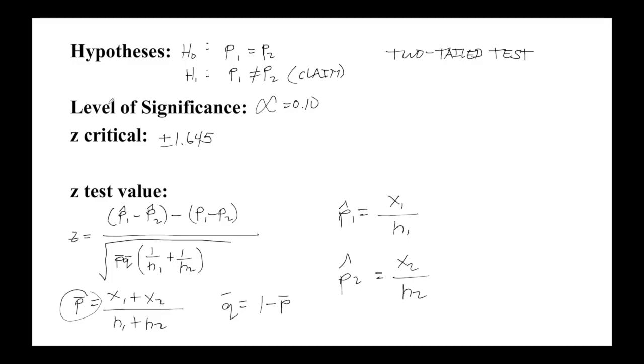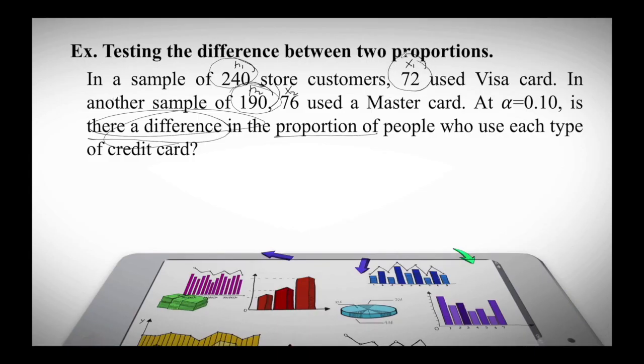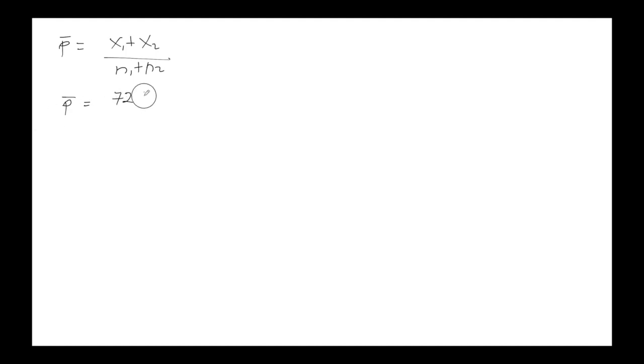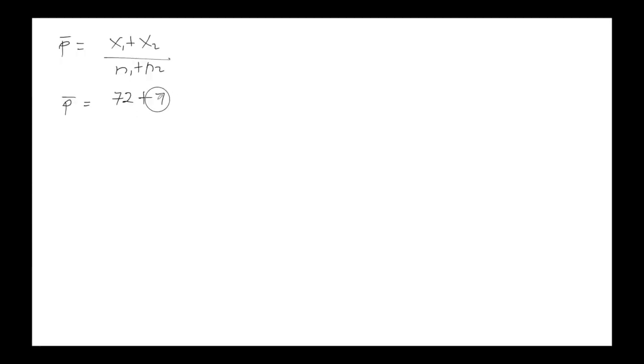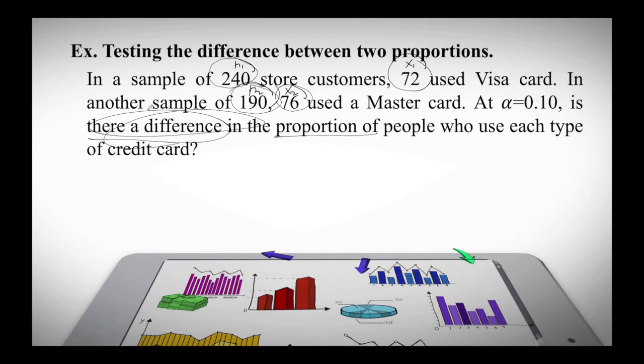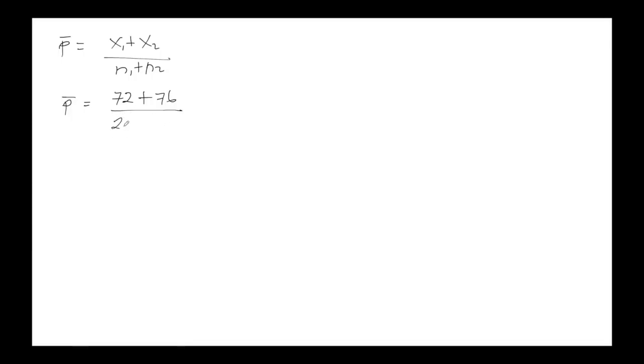Let's start with p bar. So, p bar is x sub 1 plus x sub 2 over n sub 1 plus n sub 2. For the p bar, what is the x sub 1 value? X sub 1 is 72. So, let's write it here, 72. For the x sub 2, what is the value? We have 76. For the denominator, n sub 1 is 240, n sub 2 is 190. So, 240 plus 190.